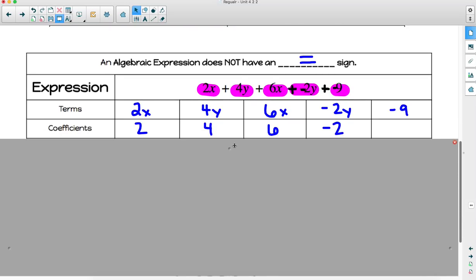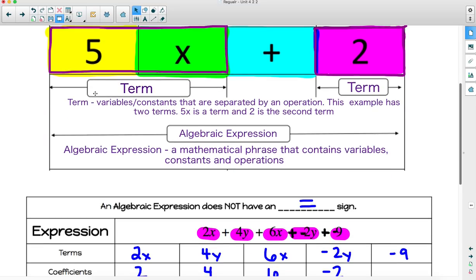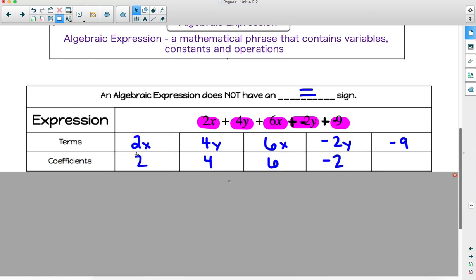Next, we're going to go on to coefficients. So remember, a coefficient is the number being multiplied by the variable. So I see 2x, the coefficient here is the 2 because 2 times x, the 2 is being multiplied by x. Okay, I can underline it here. That's my coefficient. Next, I have the 4y. So I'm multiplying 4 times y. So 4 is the coefficient.